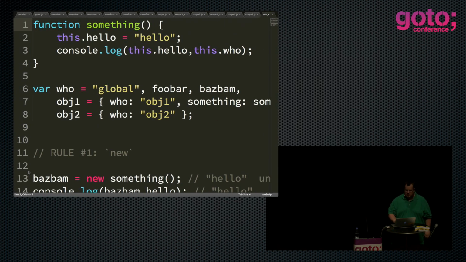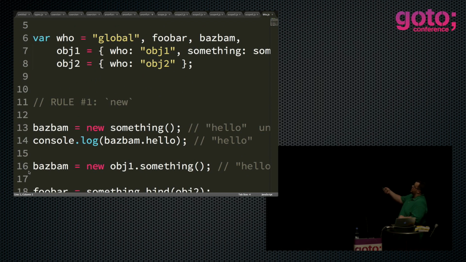The first rule is if you put a new keyword in front of a function call, like I'm doing here on line 13, you'll see that new something, I put the new keyword in front of a function call. The new keyword is going to create a new this binding and use that this binding for the function call. Don't be confused that the new keyword has anything at all to do with instantiating classes or any of that nonsense. There is no such thing as classes in JavaScript. I don't care what you've been told or what you've read. It's all nonsense. There aren't classes, and these aren't constructors. This is putting the new keyword in front of a function to create an object and bind it to the this keyword. So that's the first rule.